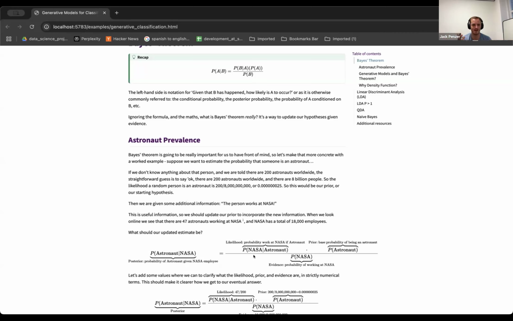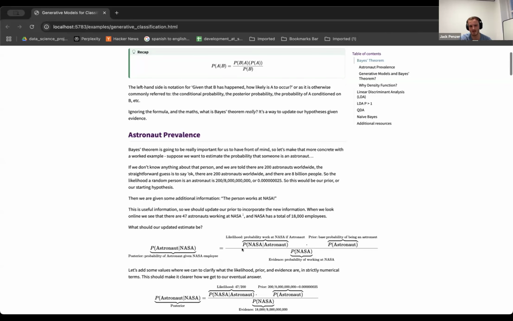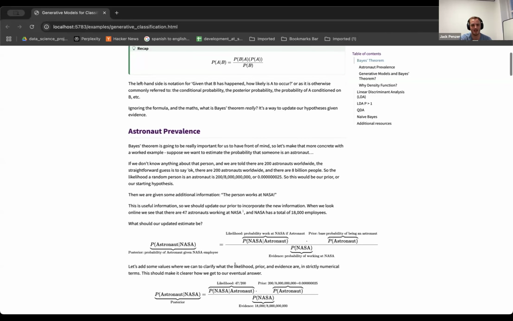Okay, but maybe it helps to actually plug in some numbers. I made some of this up, but I also did get a couple of bits of information off of NASA's website. And the likelihood, so there are approximately 200 astronauts in the world, and 47 of them work at NASA. So, given that someone is an astronaut, 47 out of 200 of those are going to work at NASA.